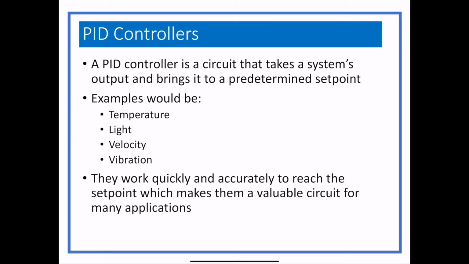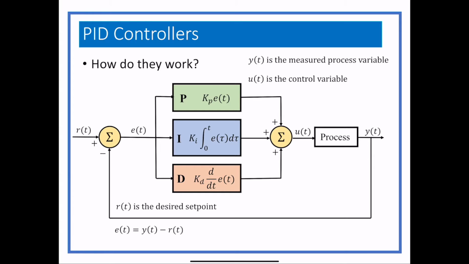So how they work, and I'm not going to go into how you determine the values of K, because there is a whole process to do that, but I'm just going to tell you the general way they work. There is a function R of T. That's what you want your actual output to be. That's your desired point. And then what's coming out is what's actually coming out. So Y of T is what comes out of the whole process. And it gets compared to what you want. So what you want gets compared to what you got. And the difference between that is the error, E of T.